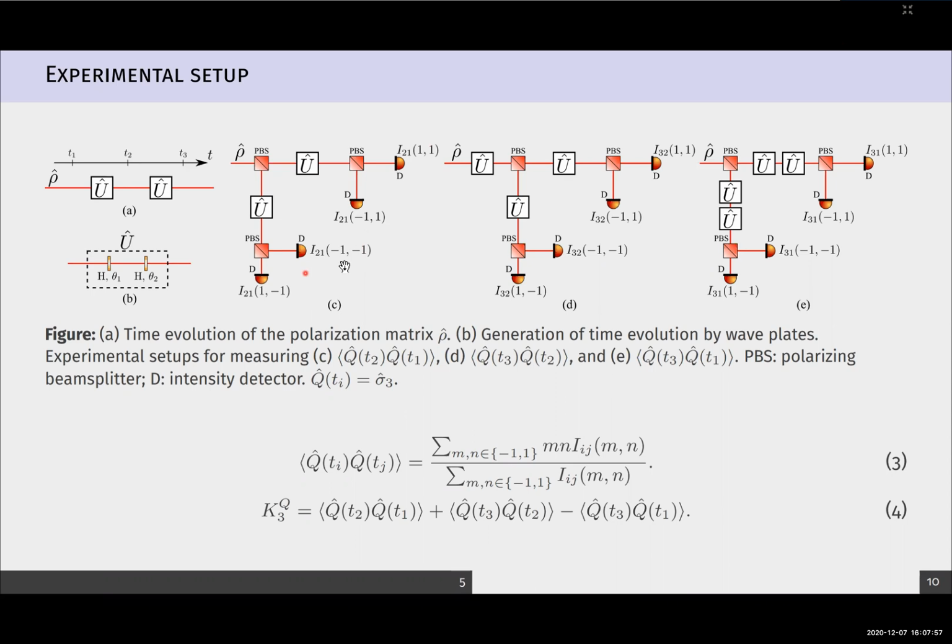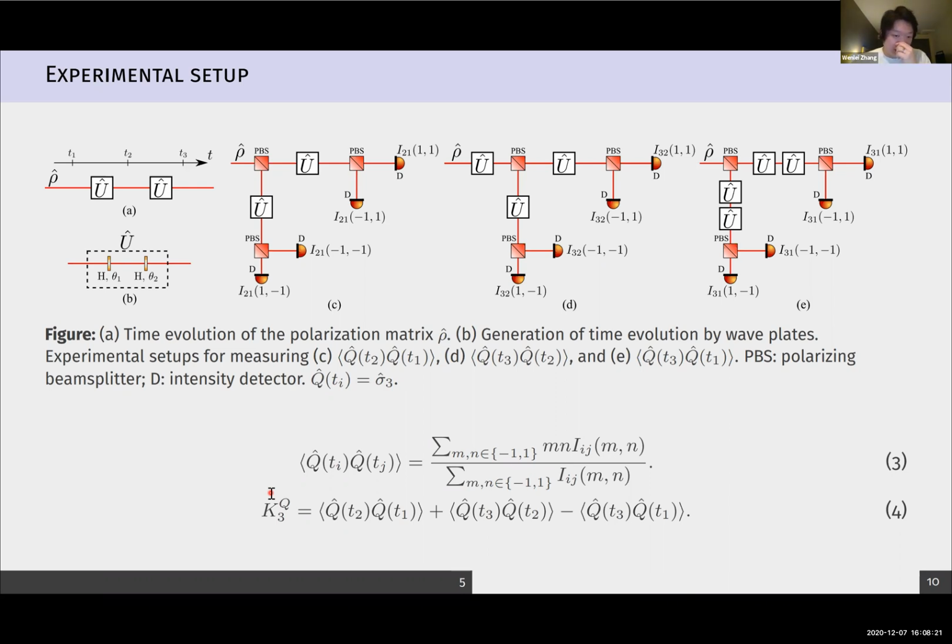So we measured these 12 intensity measurements, and the correlation functions are calculated from these intensity measurements using equation 3 here. And finally, equation 4 is just showing the left-hand side of the Leggett-Garg inequality again, and we denote this value by K3Q.